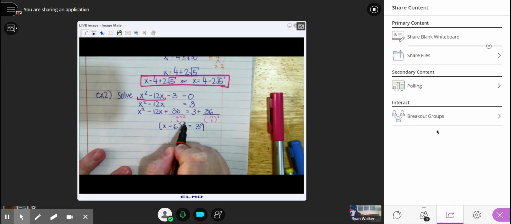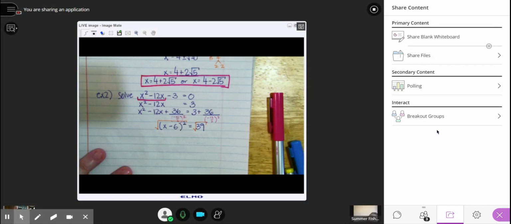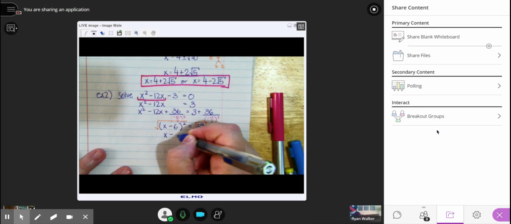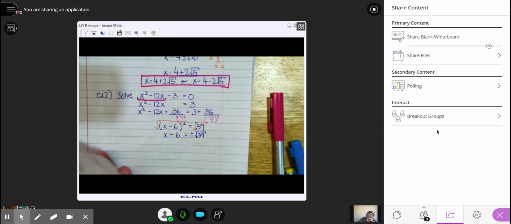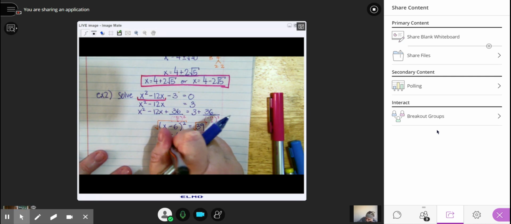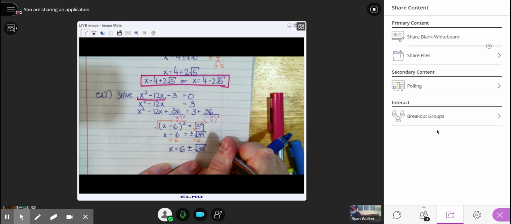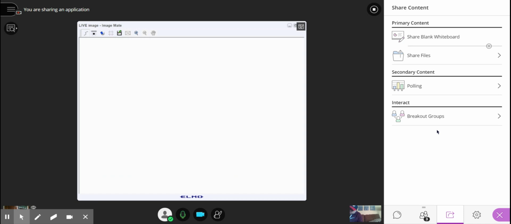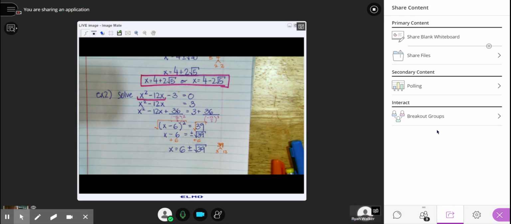Now that this is a perfect square, we'll take the square root of both sides. So x minus 6 is plus or minus the square root of 39. I'm going to add 6 to both sides. I do need to figure out if 39 breaks down. 39 only breaks into 3 times 13, so it's not going to break down there.